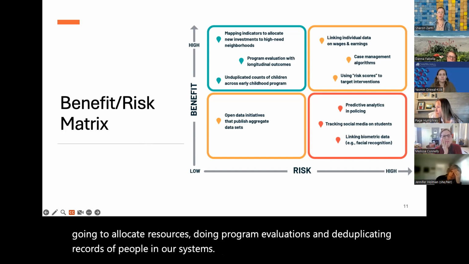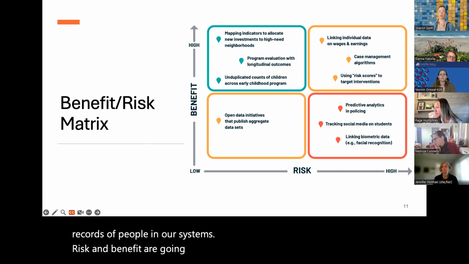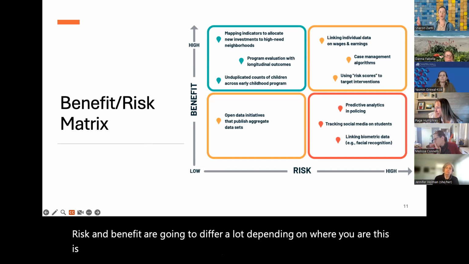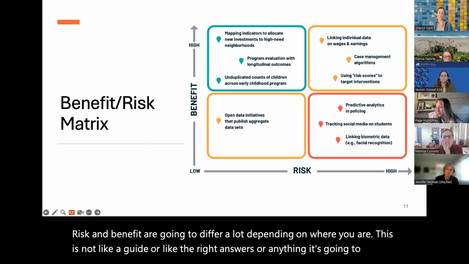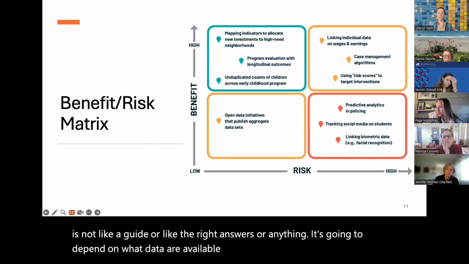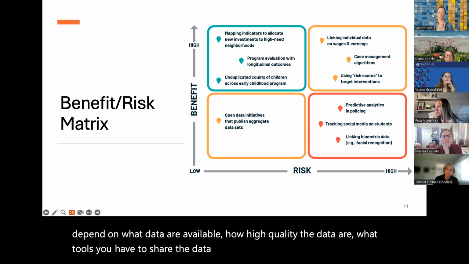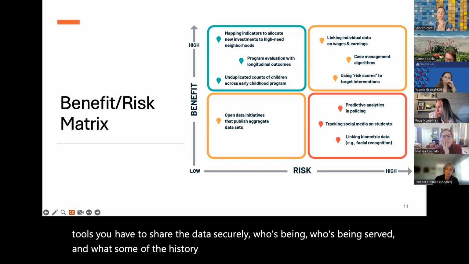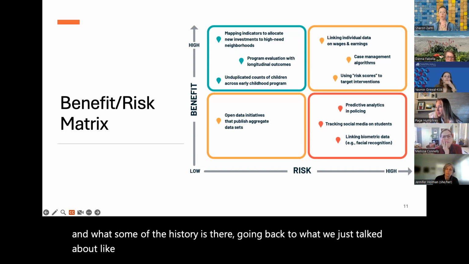Risk and benefit are going to differ a lot depending on where you are. This is not like a guide or like the right answers or anything. It's going to depend on what data are available, how high quality the data are, what tools you have to share the data securely, who's being served, and what some of the history is there. Going back to what we just talked about, the history is important to bring with us.